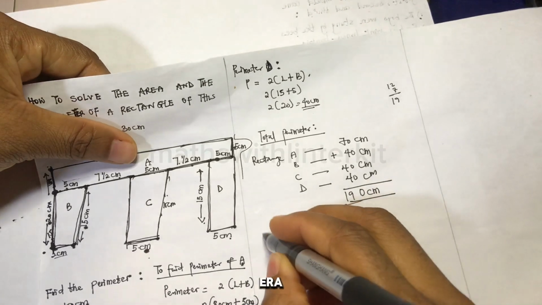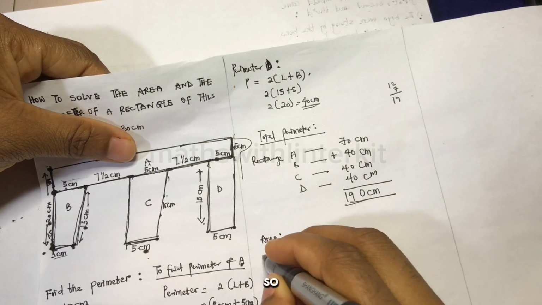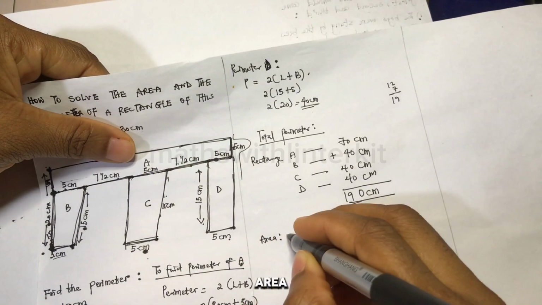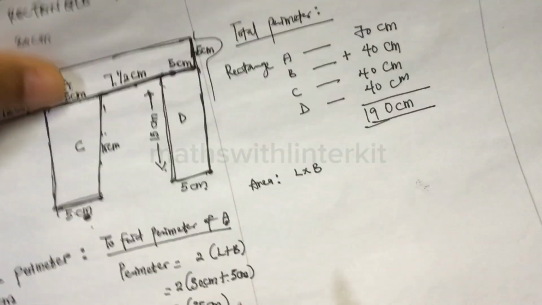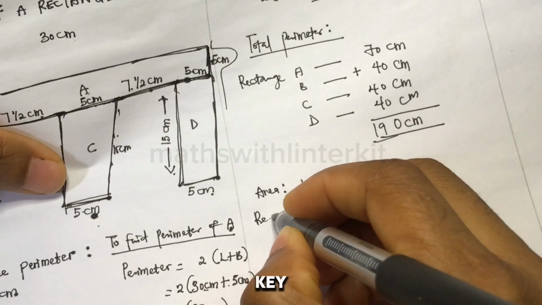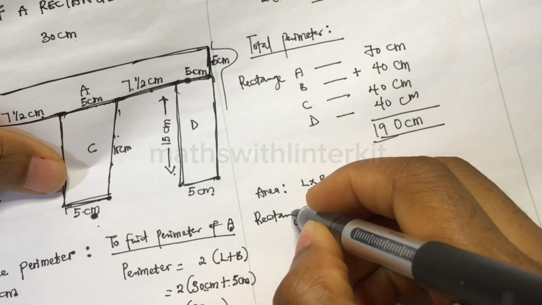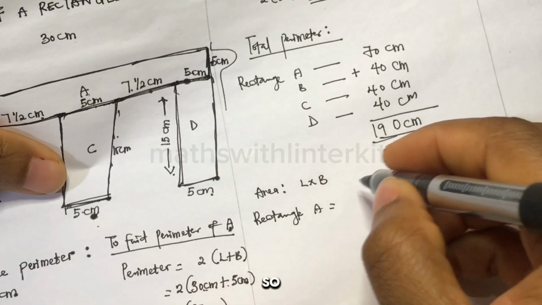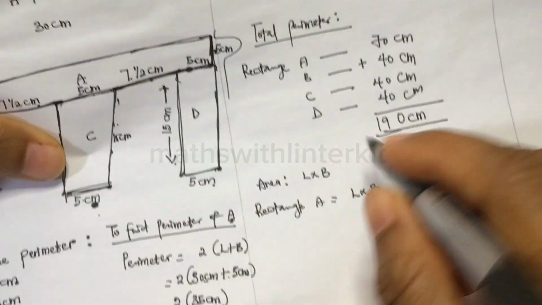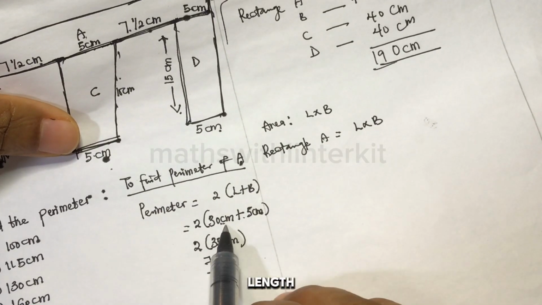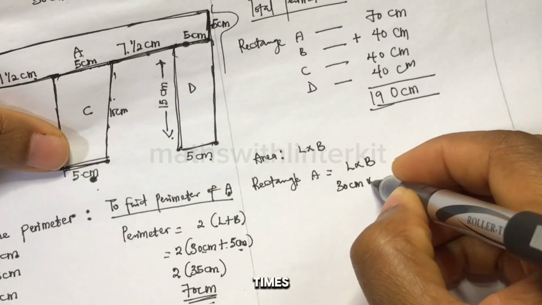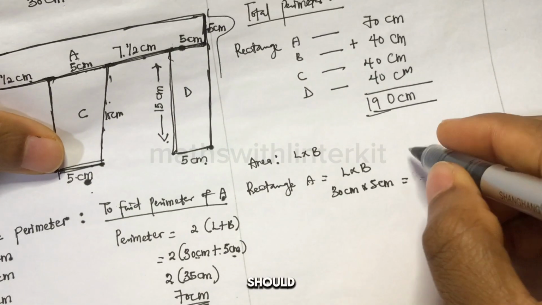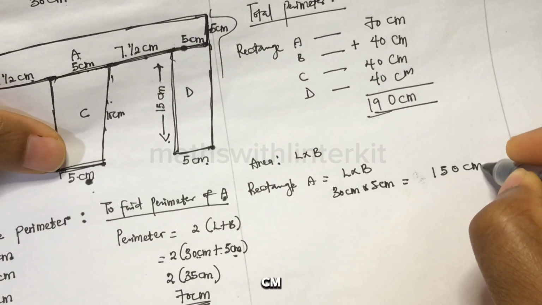Now let's solve for the area. So the area of a rectangle is length times breadth. So solve for rectangle A. So length times breadth. For my rectangle A, the length is 30 centimeter and the breadth is 5 centimeter. So that should be 30 centimeter times 5 centimeter. That should be 150 centimeter square.